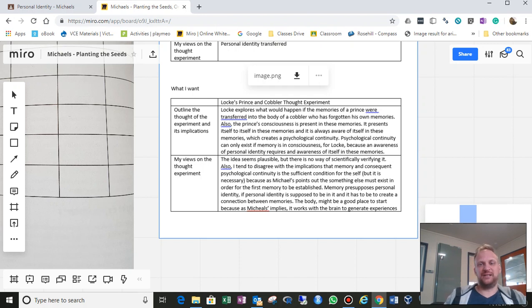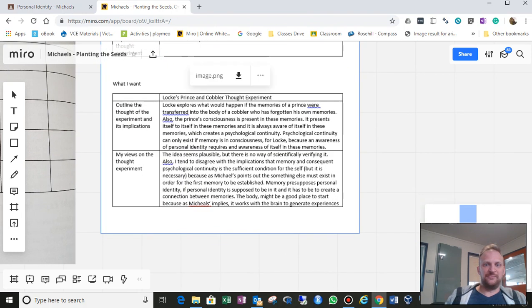That's what I believe. So there's got to be another aspect to psychological continuity or personal identity, okay? The body might be a good place to start because, as Michaels implies, it works with the brain to generate experiences, and of course those experiences get recorded as memories, and those memories, according to Locke, would be stored within consciousness because there's a constant awareness of personal identity within them. Bang, and the rest unfolds.